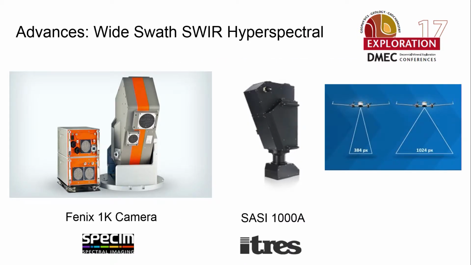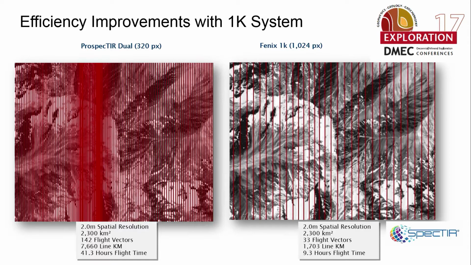The wide swath SWIR. The SWIR has been limited by commercially available technology to about 384 pixels across track. Recently, the government, I think largely because they've had these for some time, has allowed release of 1,024 pixel swath width. So these two cameras, the ITRES SASE 1000A and the Phoenix 1K, exploit that technology.